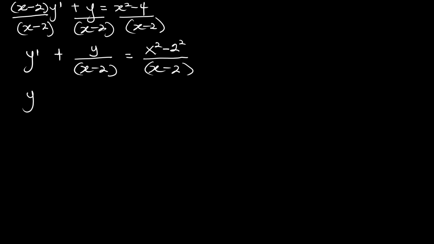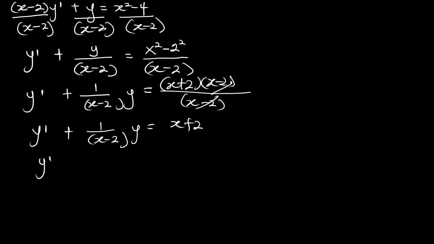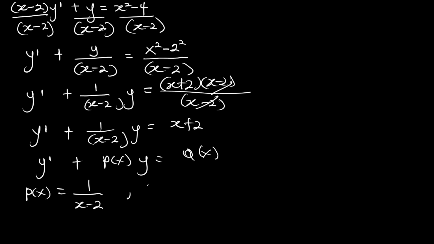So our y prime plus, let's say, 1 over x minus 2 times y will be equal to x plus 2 multiplying x minus 2 all over x minus 2. This will cancel this. So y prime plus 1 over x minus 2 times y will be equal to just x plus 2. So we can now compare this to y prime plus p of x y equals q of x. So now p of x is equal to 1 over x minus 2, and our q of x is equal to x plus 2, right?